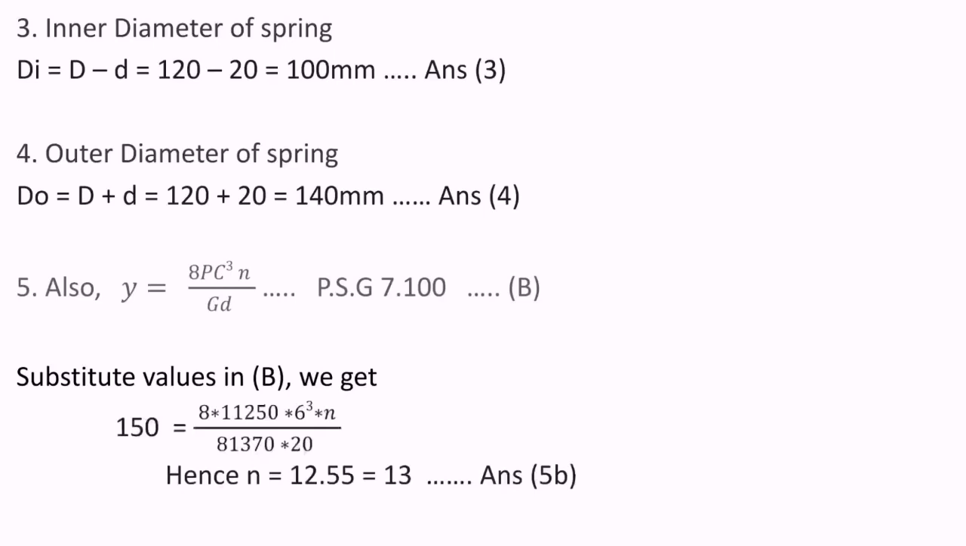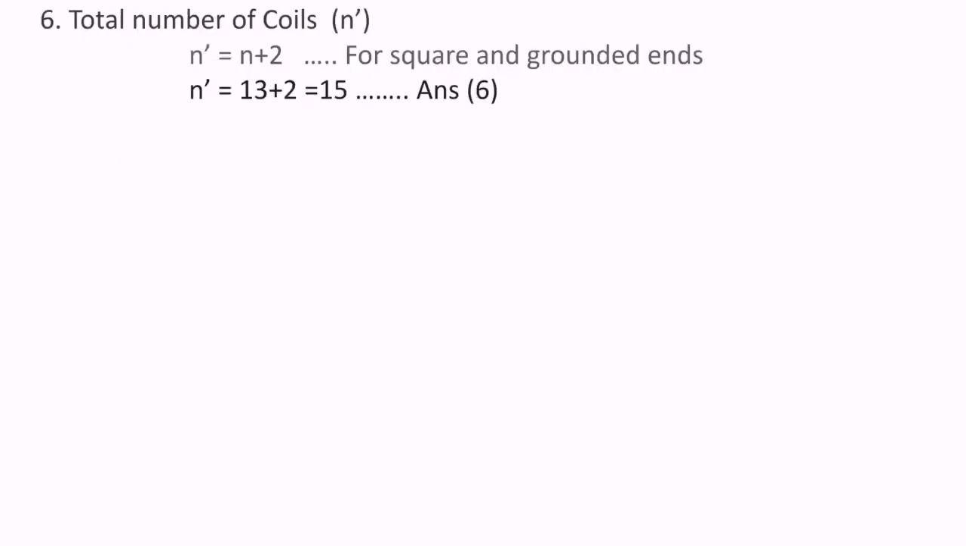For number of turns we have two formulas. Either we can go by stiffness or we can go by maximum deflection. In this question maximum deflection is given to us, hence I will go by the maximum deflection criterion. On substituting the values, I will get the answer for N as 13, that is the number of active coils in the spring. For total number of coils, we will use the relation N dash is equal to N plus 2, assuming square and ground ends. So I will get the value of total number of coils as 15.